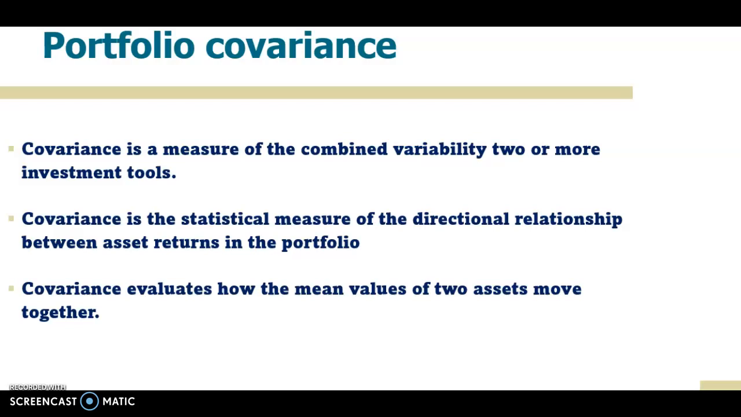Covariance evaluates how the mean values of two variables move together. For example, if stock A's return moves higher whenever stock B's return moves higher, and the same relationship is found when each stock's return decreases, then the stocks are said to have a positive covariance. In finance, covariances are calculated to help diversify security holdings.